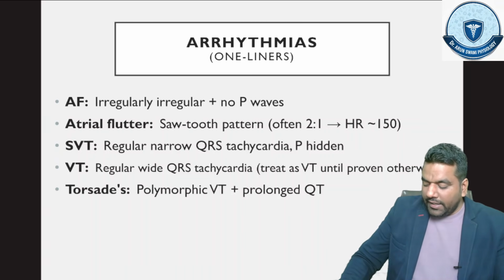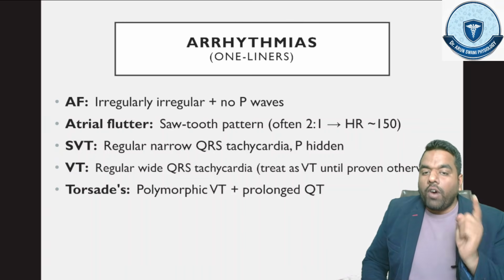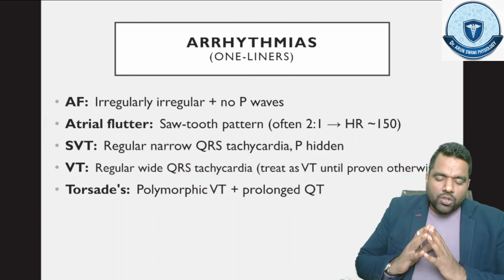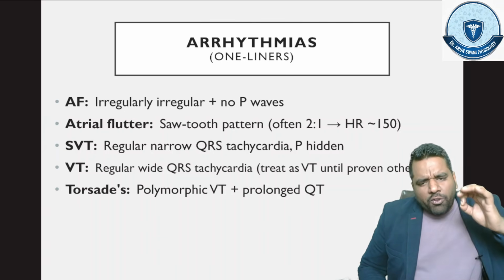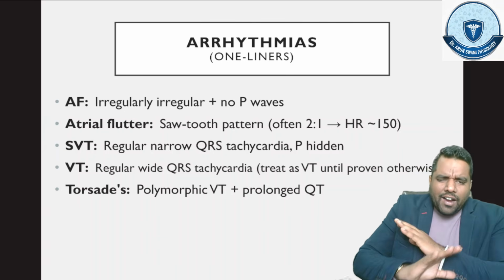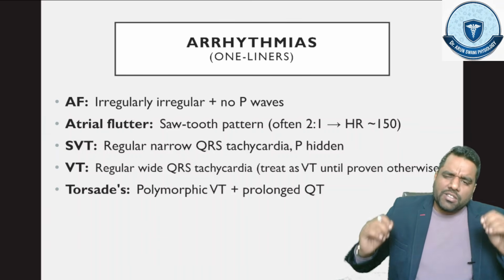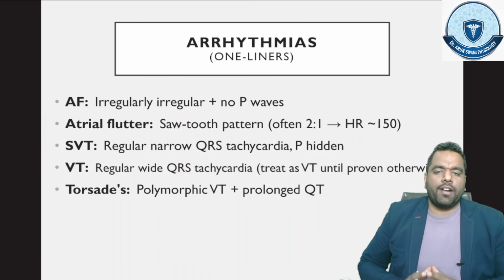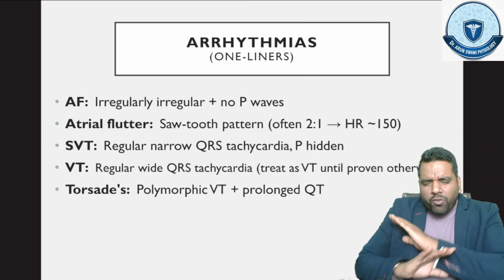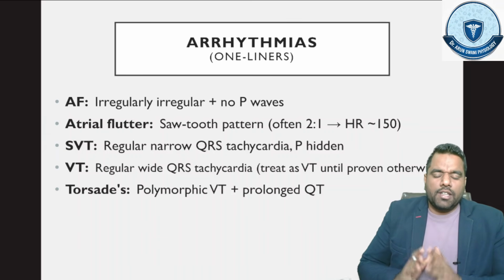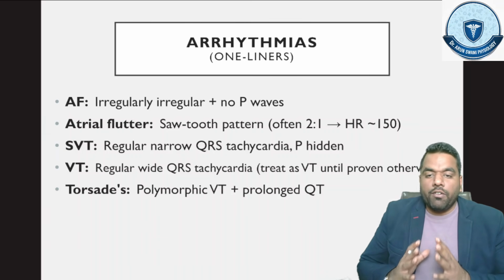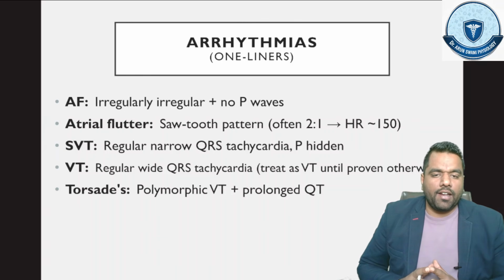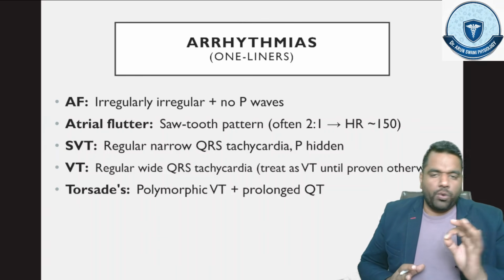And in ventricular tachycardia, guys, there is a regular wide QRS tachycardia. All the time, please mark this point: if you see a wide QRS in the MCQ, unless anything else is proven, always just go with the ventricular tachycardia option. Please follow this rule, and you will never make this mistake while solving the MCQs. That is very important. In torsades, there will be polymorphic ventricular tachycardia and a prolonged QT.